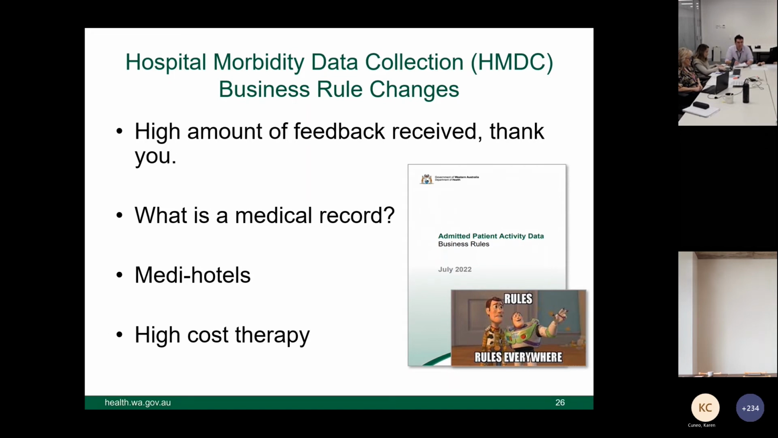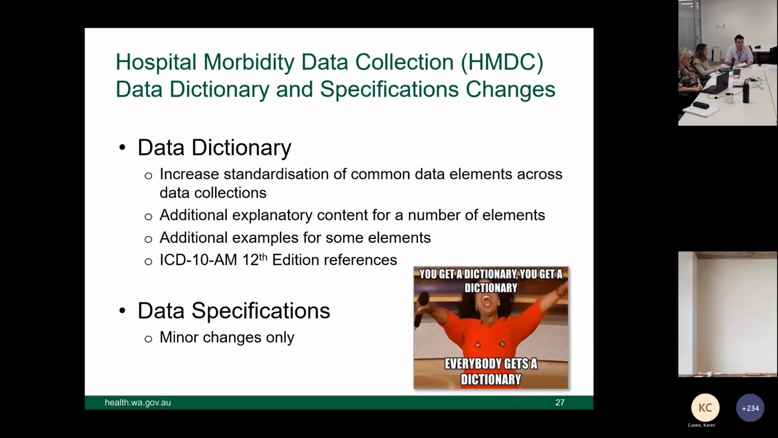I'll now hand over to Bernard to take us through the HMDC and elective services waitlist data dictionary and data spec changes. Thanks, Catherine. So first, I will briefly explain what these documents are. So the data dictionary lists out each data element and provides details about each field. It provides a definition, data type, format, list of permitted values if applicable, guide for use, and some examples.